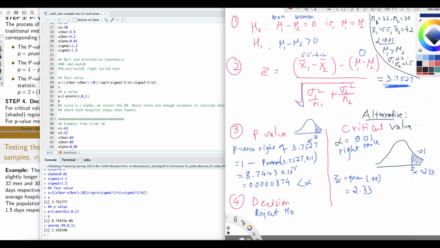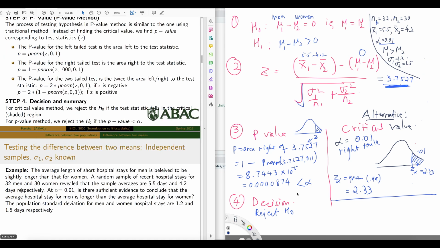See, the test value is 3.75, which is bigger than 2.33, right? So it may be somewhere here. So meaning we reject the null hypothesis. So we reject H0. So it is the same conclusion from both. But how do I write down the conclusion? So we need to look at the wording.